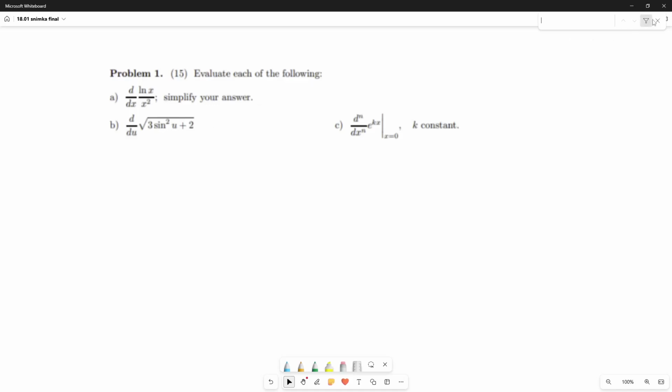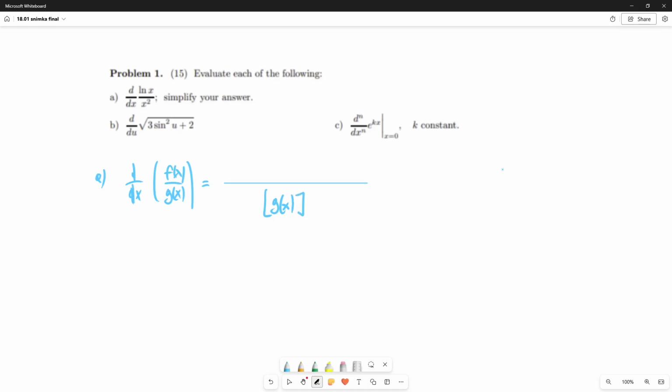We are given three derivatives to evaluate. The first one is the derivative of a quotient. Let's write down the general formula that we will use. We have a quotient of two functions of x, and let's write it down in Newton's notation over here.